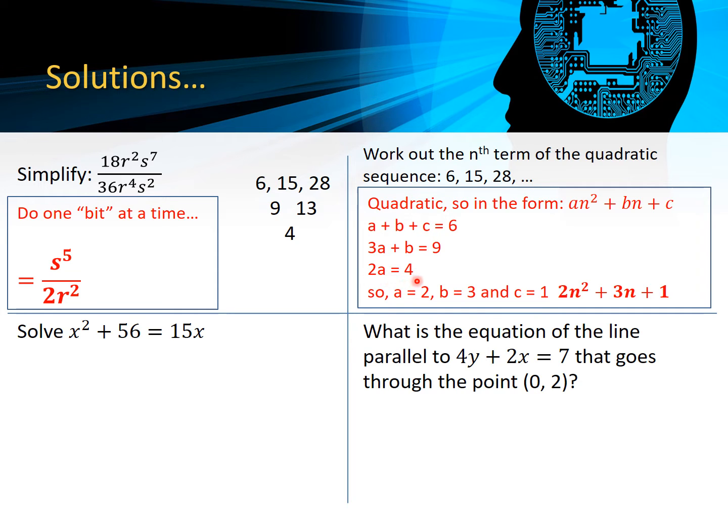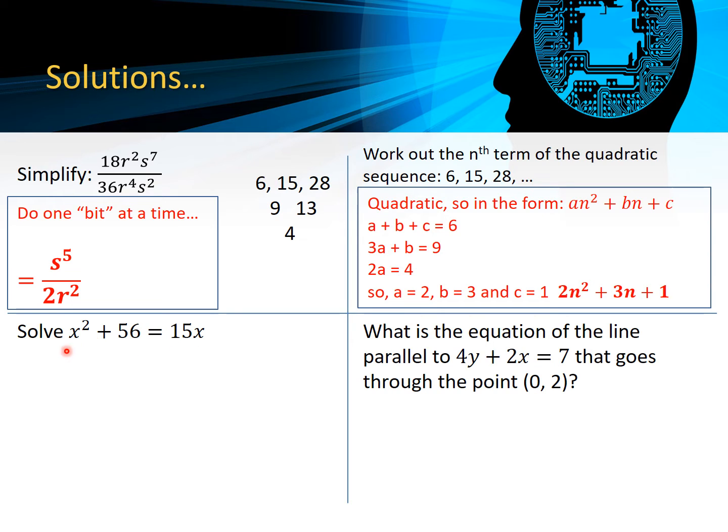I then start at the bottom and work my way back up. 2 times something is 4, so a's got to be 2. When I know that a is 2, 3 times 2 is 6, plus something is 9, b's got to be 3. And then I've already got 2 plus 3 plus something is 6, so c's got to be 1. I change my a, my b and my c, put them in front of my n's here. So I've got a n squared plus b n plus c. Swap them over, get an answer. Bosh, done.